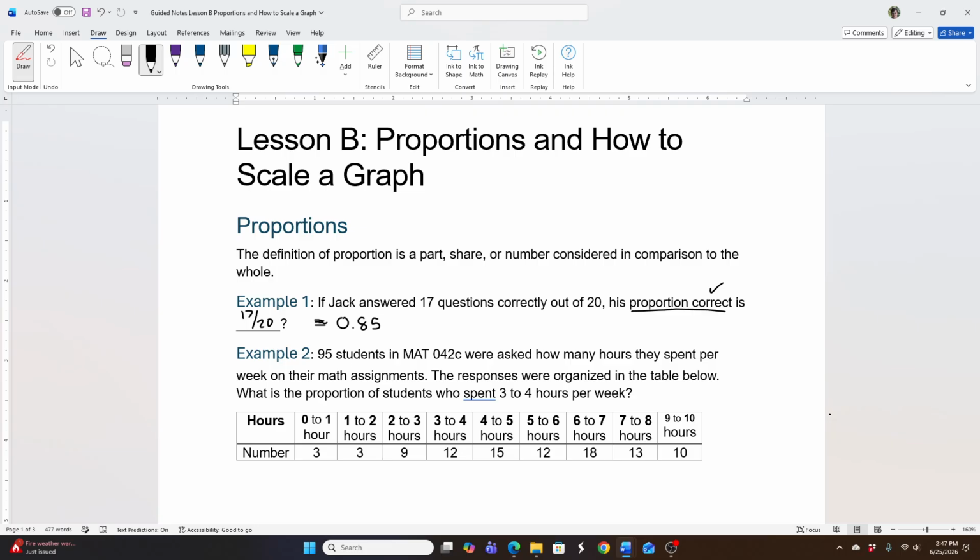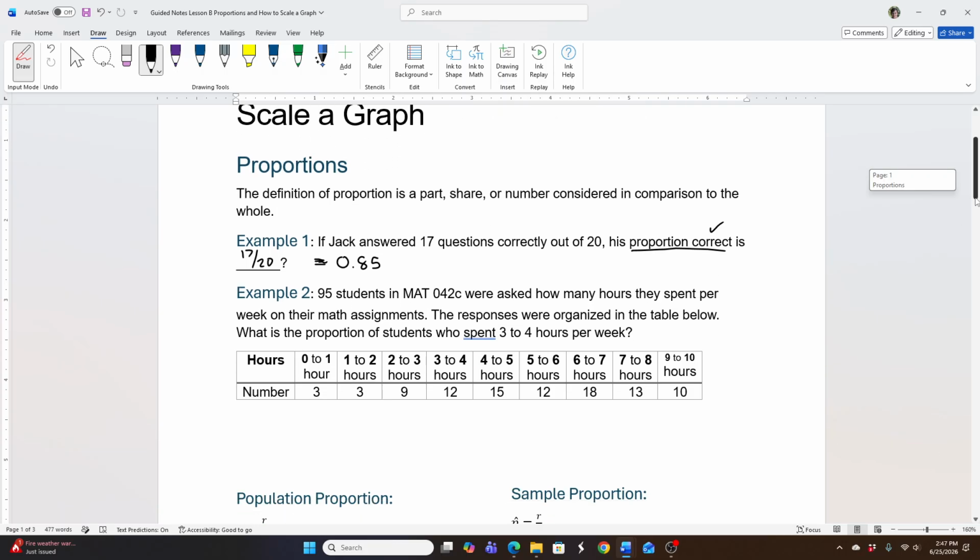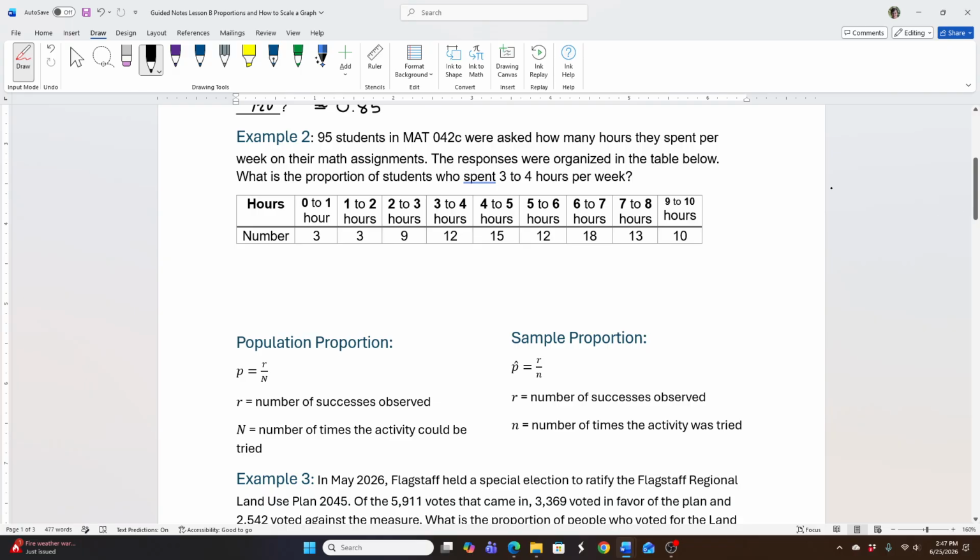Let's go on with proportions in example 2. Example 2 says 95 students in Math 042C were asked how many hours they spent per week on their math assignments. The responses were organized in the table below. What is the proportion of students who spent 3 to 4 hours per week? So they told us there were 95 students, and if we look at this table, in our first row, it gives us 0 to 1 hours, there were 3 students, 1 to 2, 3, 2 to 3 hours, 9, etc., out to 9 to 10 hours, where there were 10 students.